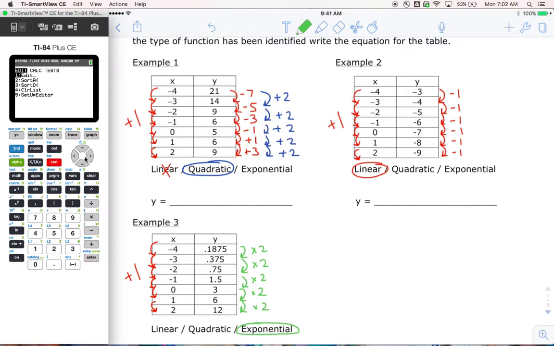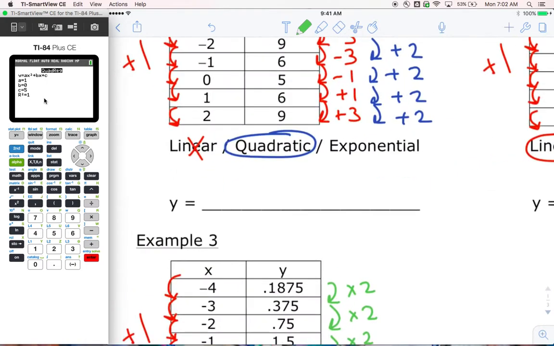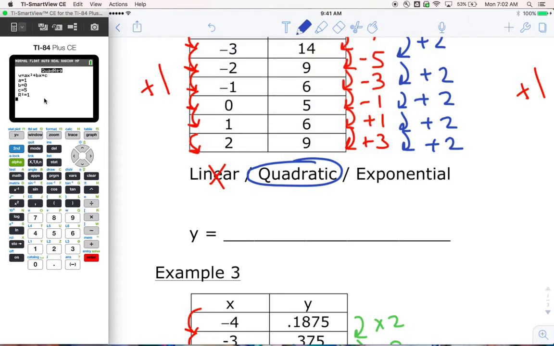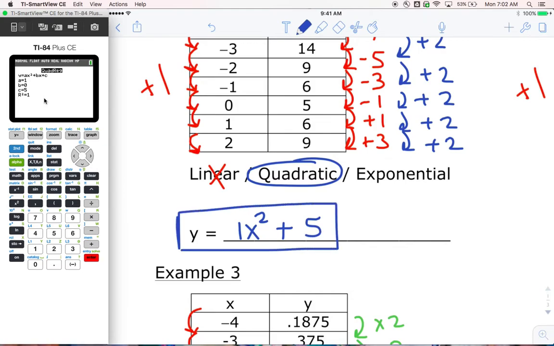What if we go again, Stat, Edit, and now we're going to choose quadratic regression, which we know it is quadratic. See, when you run this, we do get an R value of 1. So to write this equation, in this case, it's got an A value of 1, so we got 1x squared, 0 for B, so do I need to write 0x? I do not. And then finally a positive 5 at the end. So my equation for this is y equals x squared plus 5.